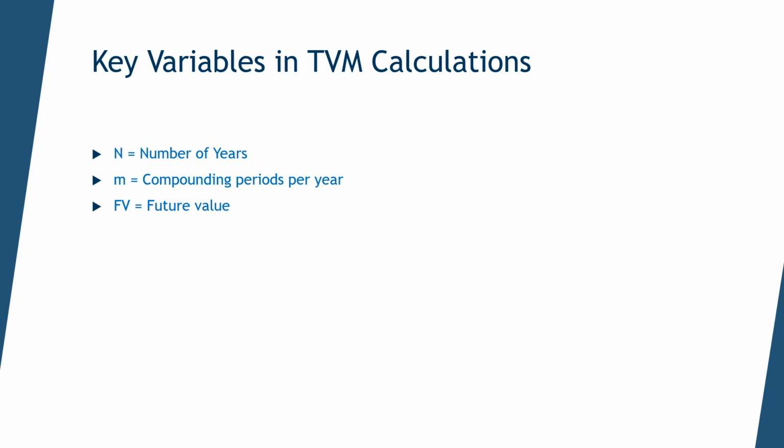That's often what we're trying to find depending on the equation, or we may be trying to find the present value. Those two variables are denoted by FV or PV, respectively. And then the subject of today's lesson, of course, is the rate of return or the interest rate that we're trying to find.